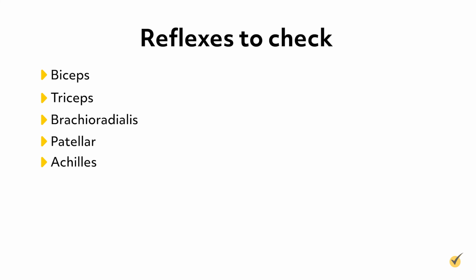Influential factors include age, thyroid dysfunction, electrolyte abnormalities, and anxiety level of the patient. There are 5 reflexes to check, including the biceps, triceps, brachioradialis, patellar, and Achilles. When using a reflex hammer, the limbs should be in a relaxed and symmetric position, and a moderate tap is used to strike the tendon.